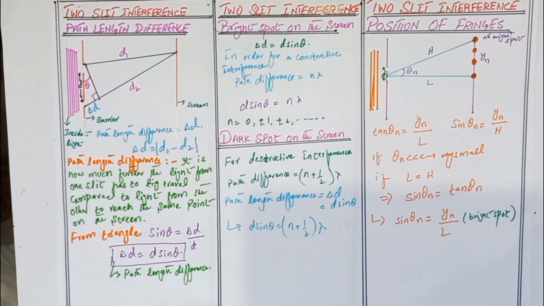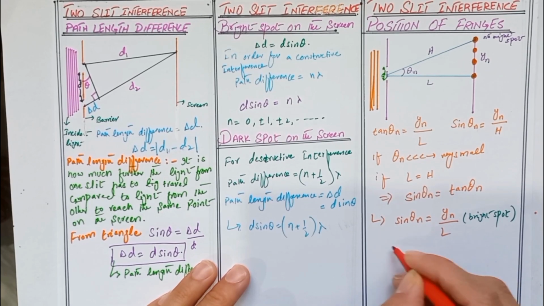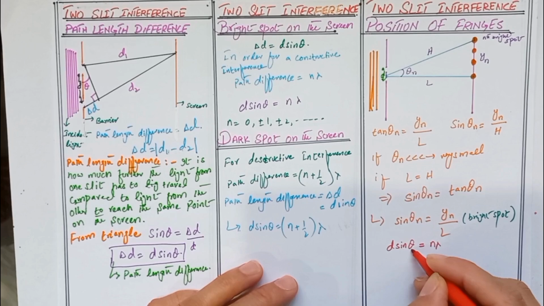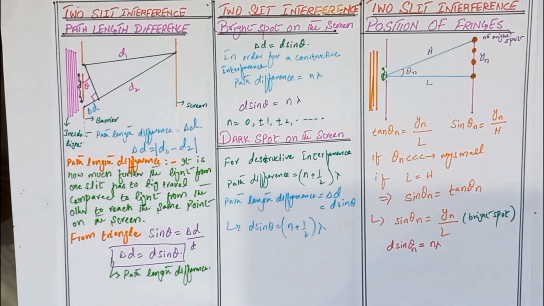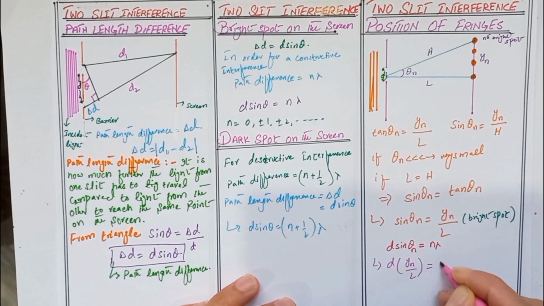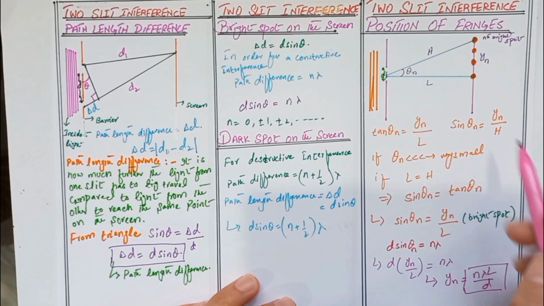and this is the equation that we find for the bright spot. Now if we put this equation into the path difference formula for the bright spot, d sine theta is equal to n lambda. If we take sine theta to be theta sub n, we find that sine theta sub n is equal to y sub n over L, which gives d times y n over L is equal to n lambda. So here we find y n is equal to n lambda L over d, which is the position of the bright spot on the screen.